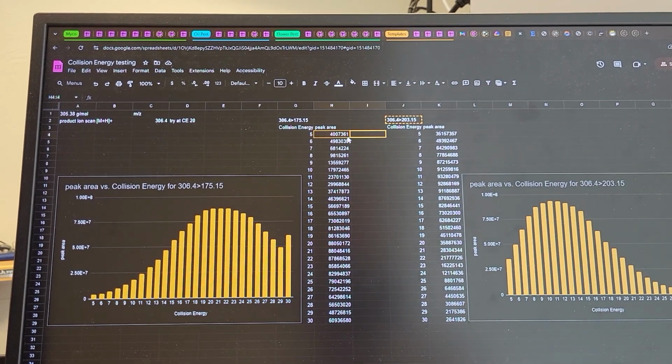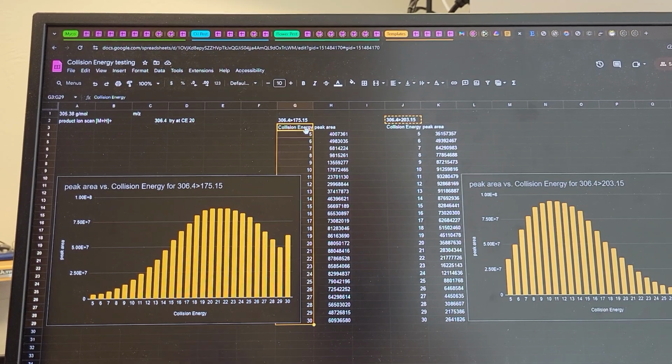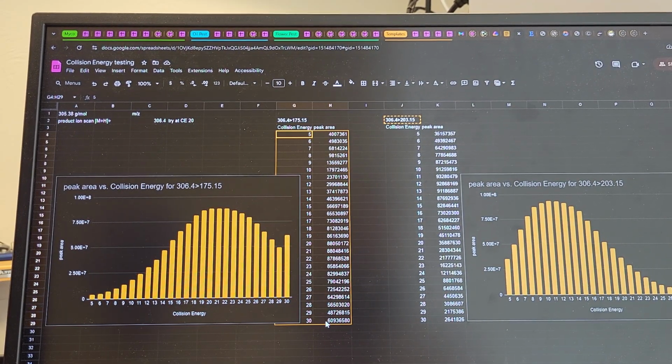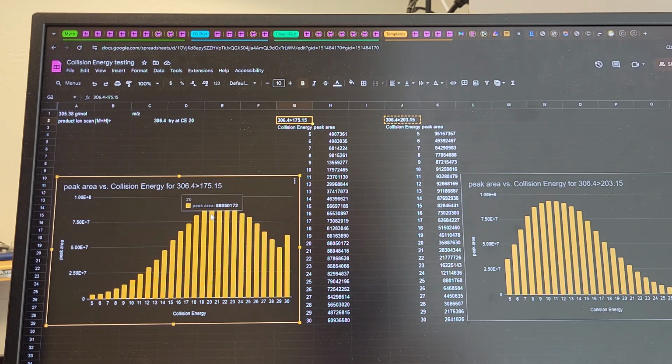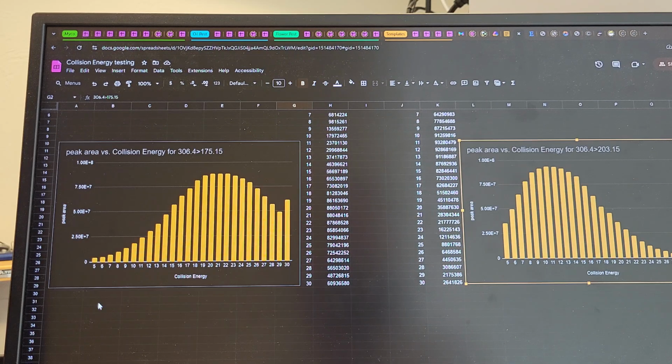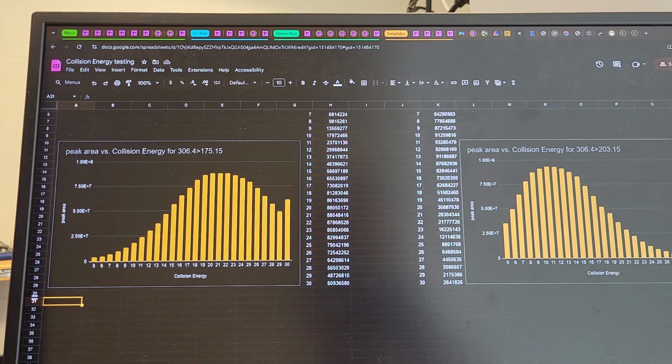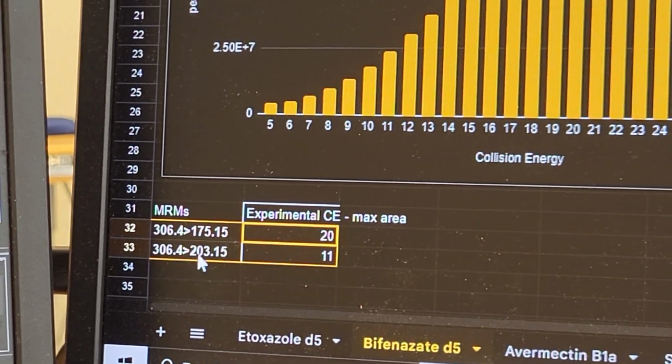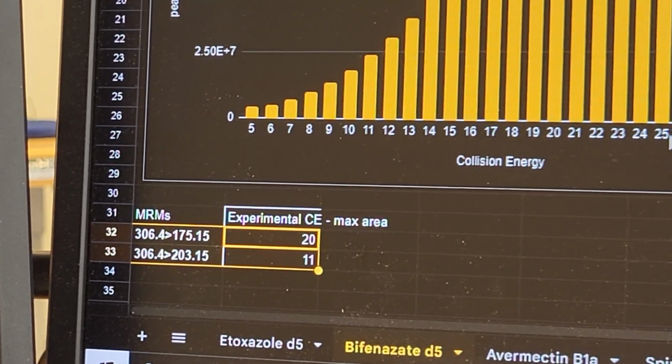Okay, so here I copied the peak area for its corresponding collision energy channel, which we did from 5 to 30. When I charted these, I see that for this first transition, 20 is the max, so I'll choose collision energy 20 for the first transition, and for the second transition, I'll choose collision energy 11. That's how I'm able to choose the best experimentally determined collision energy for this bifenazate deuterated. So I'll add that to my method. In fact, I'll write it here in the spreadsheet, and then I'll add it to my method later. Here I have the collision energies noted for whenever I add bifenazate deuterated into my method.